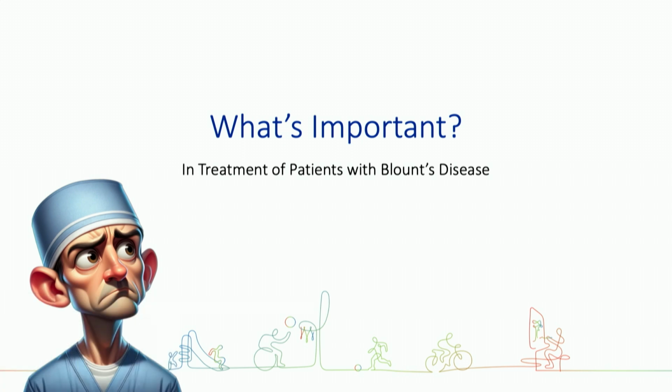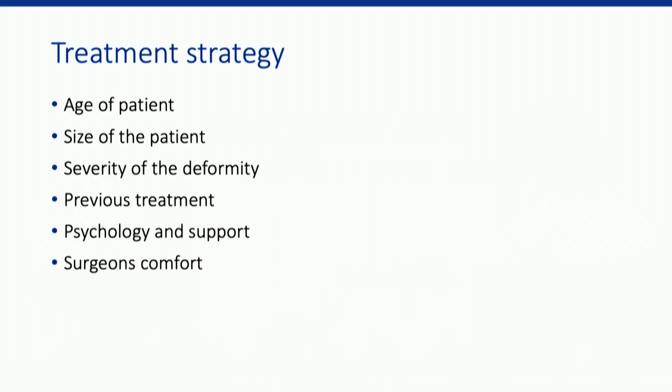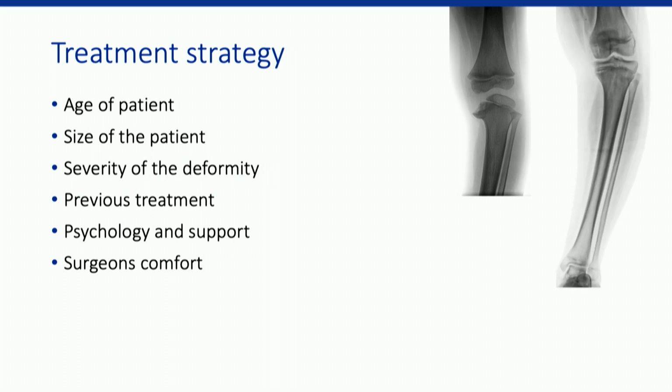So what's important? I was tasked to tell you what's important in the treatment of Blount disease, and I can finish the whole presentation with just one word: planning. If you need to know anything about what's important, that will answer your question. Your planning starts with treatment strategy, which is very important. Depending on the age of the patient, your strategy can be completely different, and the surgical intervention will be different.